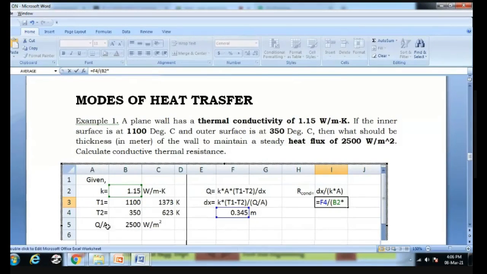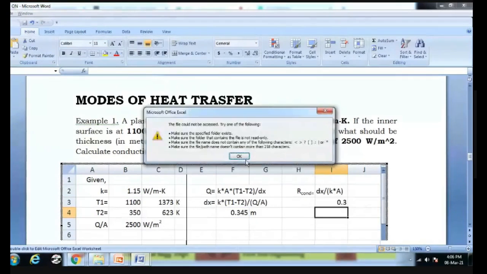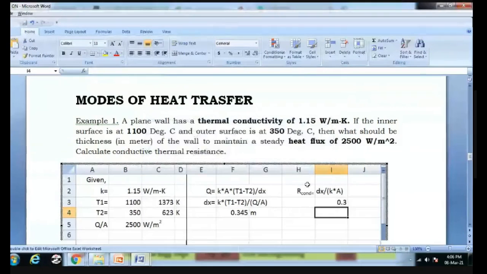See, check here. It is heat flux. Heat flux 2500 watt per meter square. So what does it mean? 1 meter square transfers 2500 watt of heat. So unity is the area. Just make sure you have this equation, and if you get it, I think everything is there. Just calculate it. So you got 0.3. Thermal conductivity is 0.3.